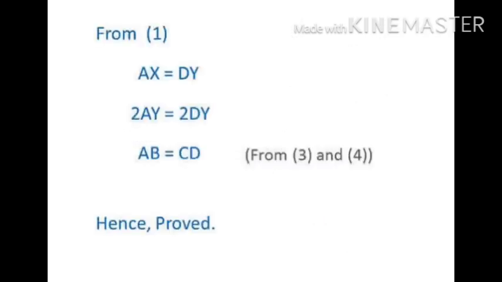From equation 1, AX is equal to DY, that is 2AX is equal to 2DY. AB is equal to CD from the equation number 3 and 4. Now hence proved. This is the theorem 10.7. Chords equidistant from the center of a circle are equal in length.